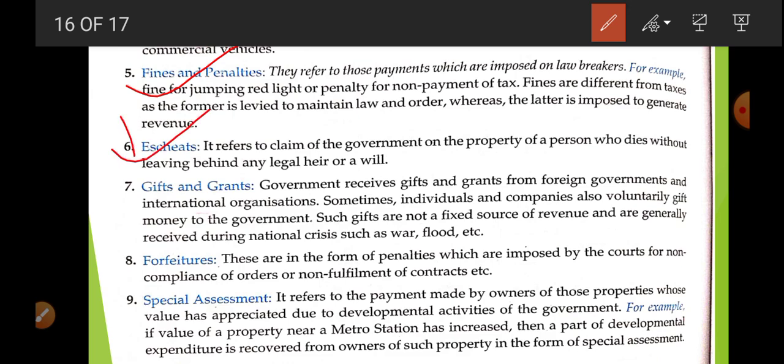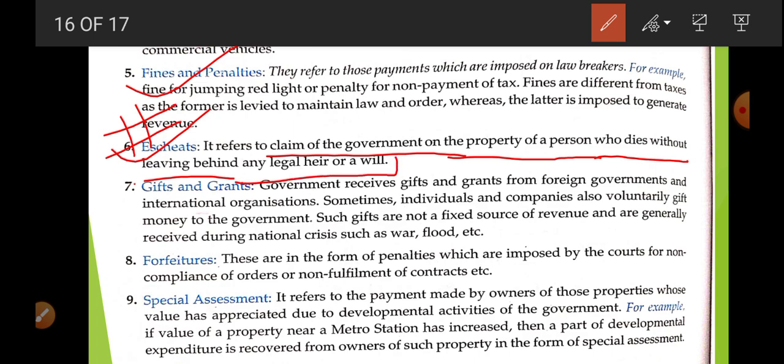Now escheat, it is important for 1 mark. It refers to the claim of the government on the property of a person who dies without leaving behind any legal heir or will. That is, if a person dies without a will, then his property becomes the government's, so it becomes a source of income. Next is gift and grant. Obviously many people give gifts, many people give grants, businessmen. The government gets these gifts and grants from outside the country also. It is also a source of income, but it is not a regular source of income.